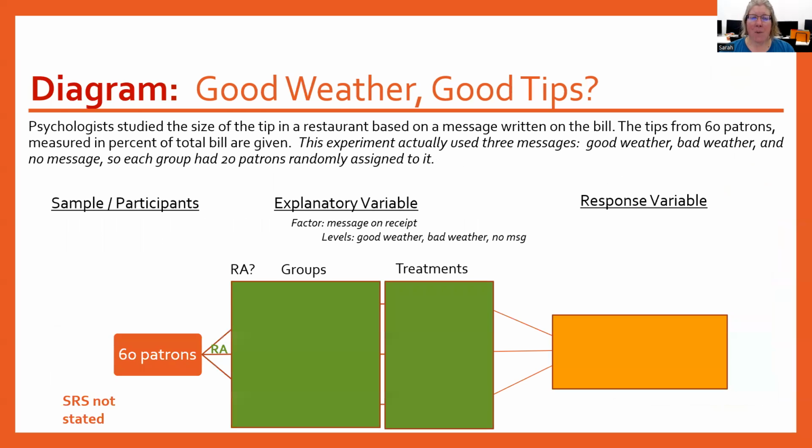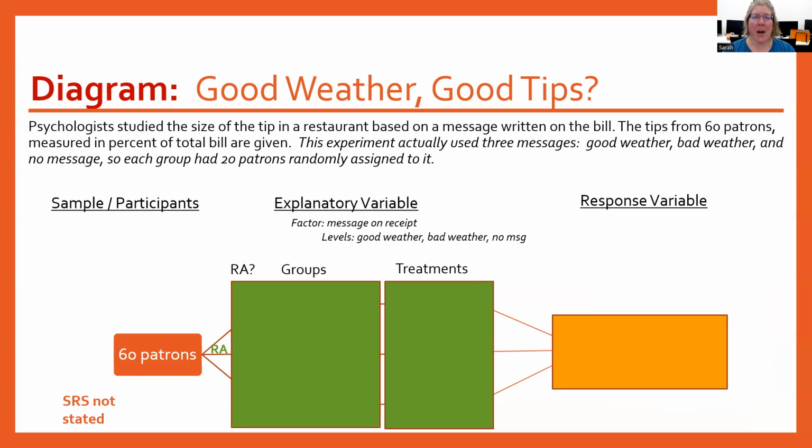All right, so the first thing we were asked to identify is the factor. That's the thing we're manipulating or changing. That'll be the message on the receipt, and it has 3 levels: good weather, bad weather, and no message. Our response variable is going to be the tip percentage, and that's quantitative.